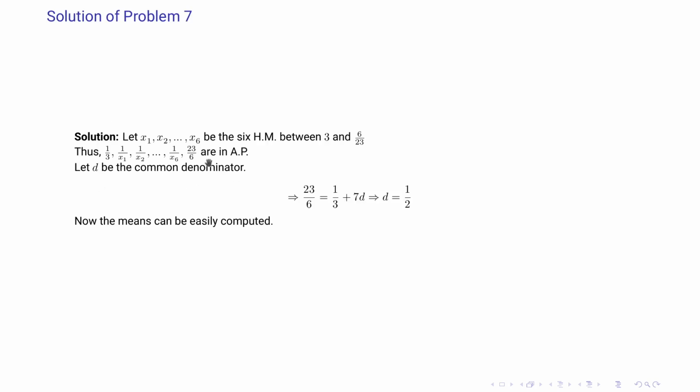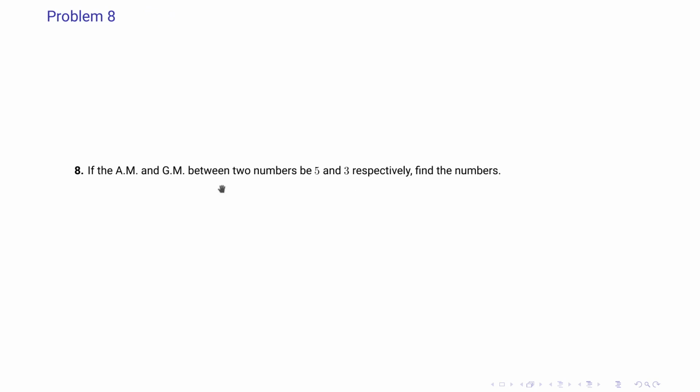Problem number 7 says that insert 6 harmonic means between 3 and 6 by 23. So similarly, we can take the reciprocal and then we proceed, and we get d is equal to half by following the given values. And once you have d, you can find the corresponding harmonic means.